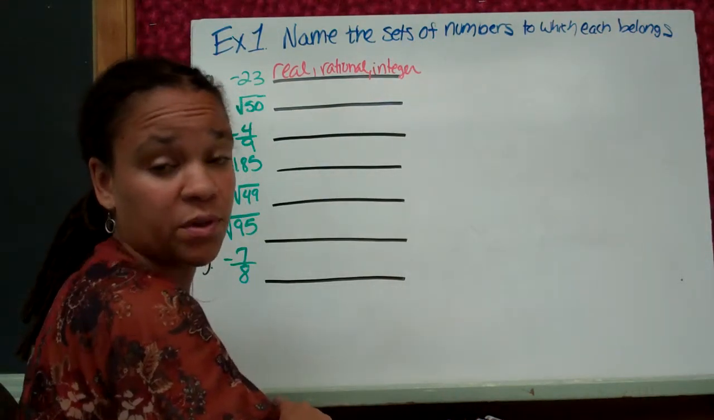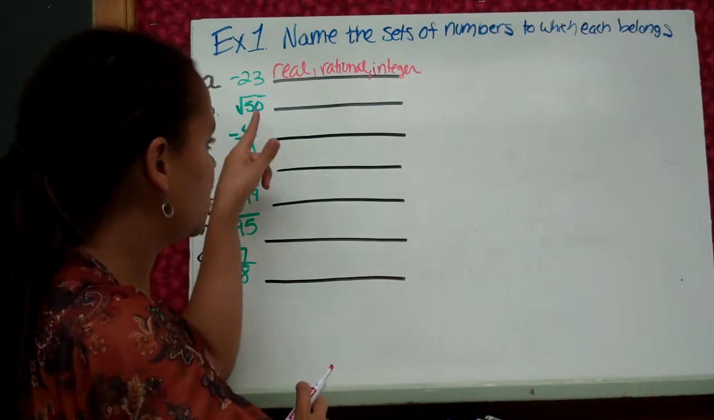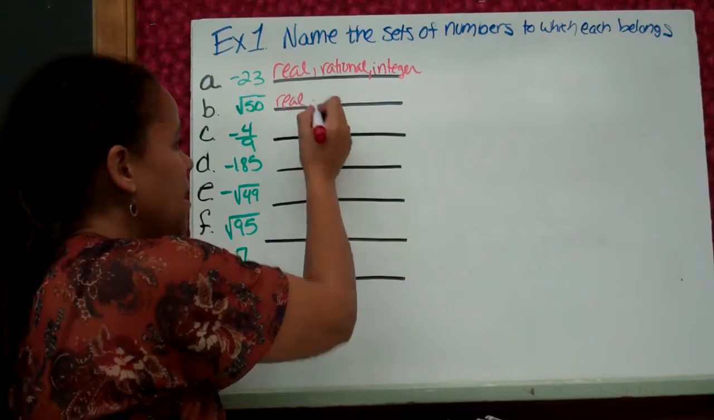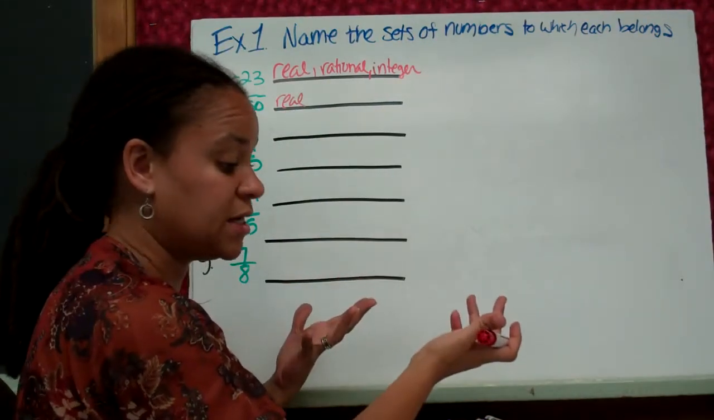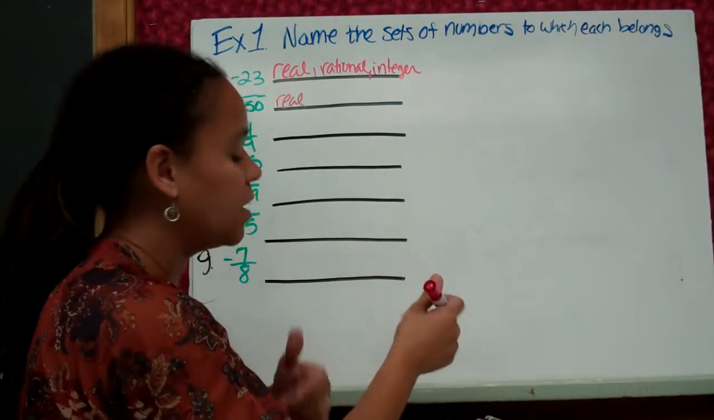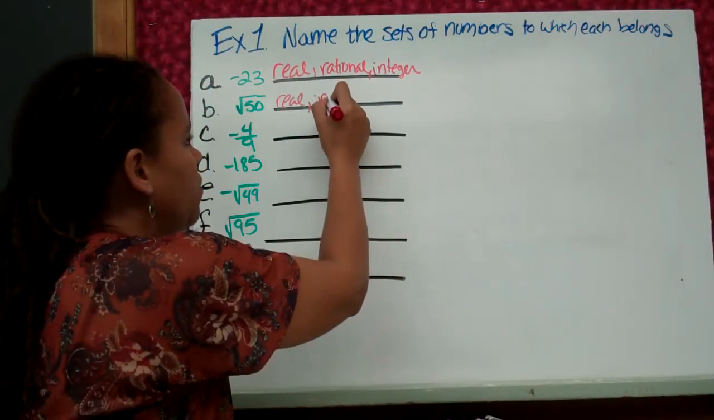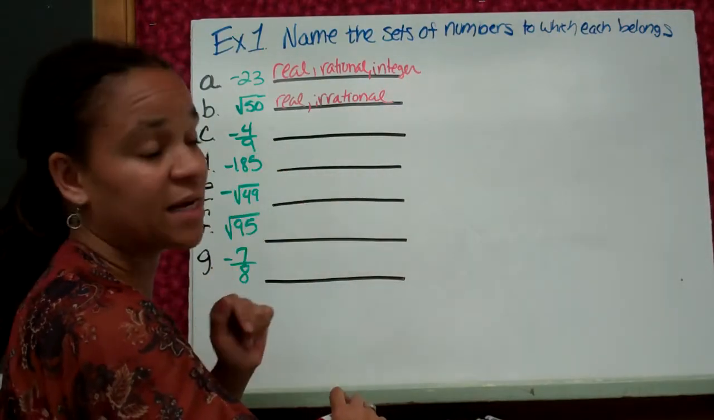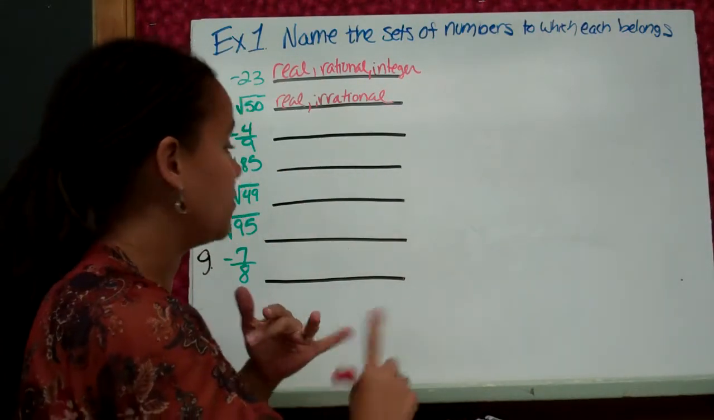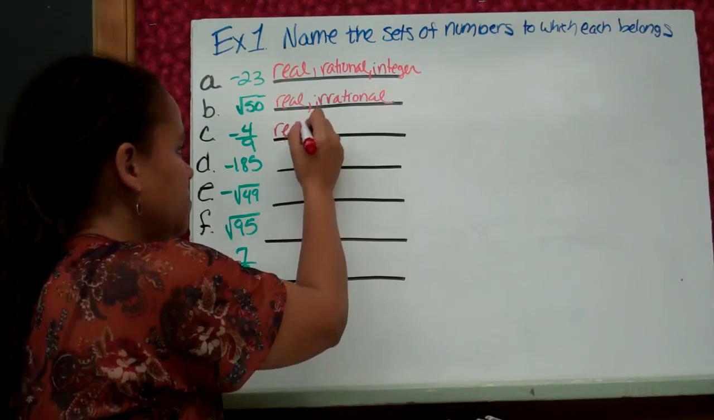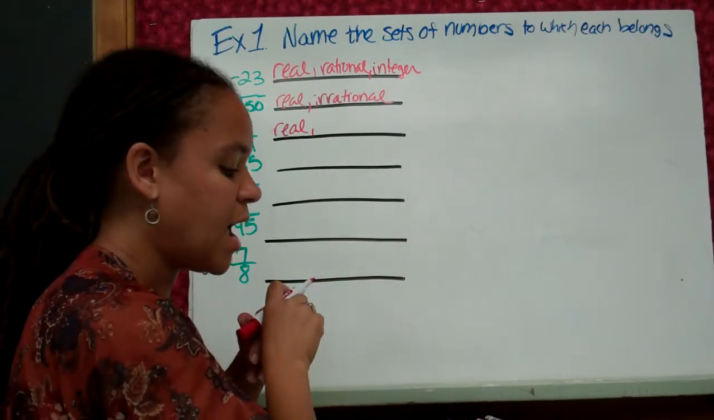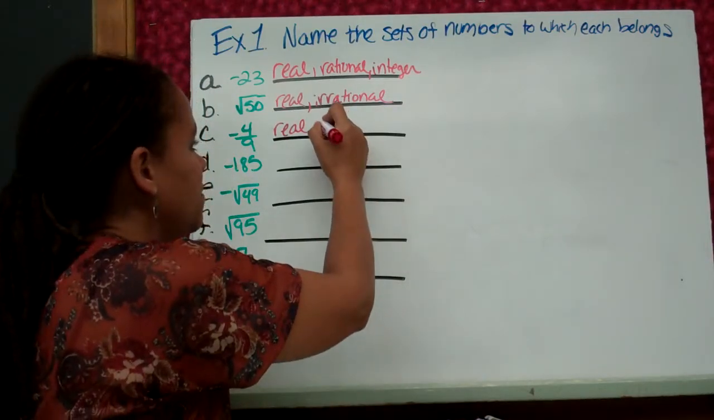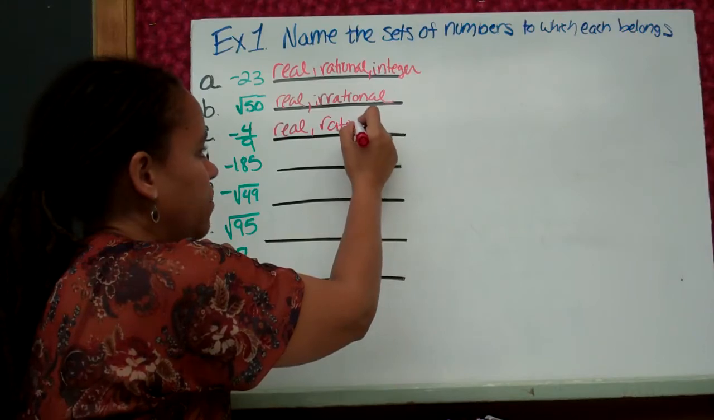So I'll do two more with you, and then I'll leave you to do the rest on your own. Radical 50, square root of 50. Of course, it's real. If you take your calculator, you'll see that you'll get a decimal that's not terminating or repeating. So this one actually ends up being irrational. And let's look at negative 4/9. We know it's real. All of these are real. And is it rational or irrational? It's just going to be rational because I can write it as a ratio.